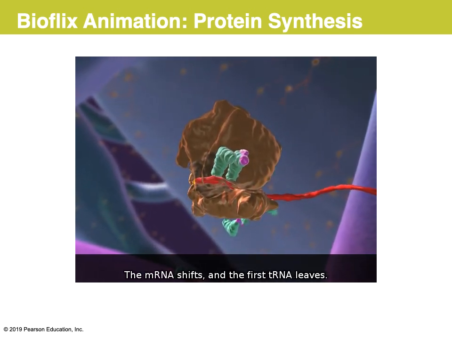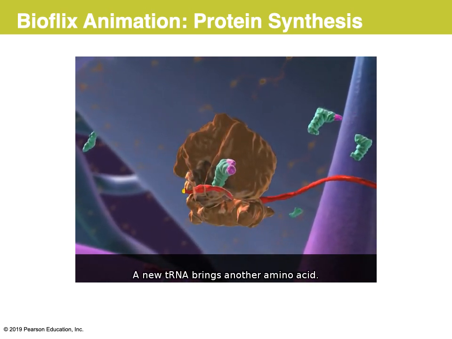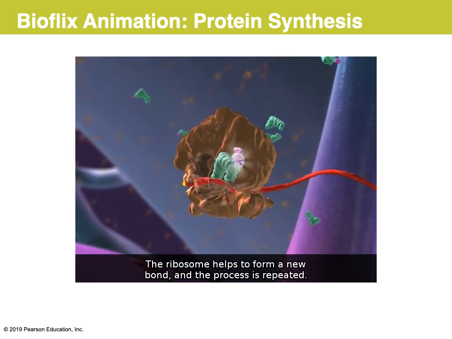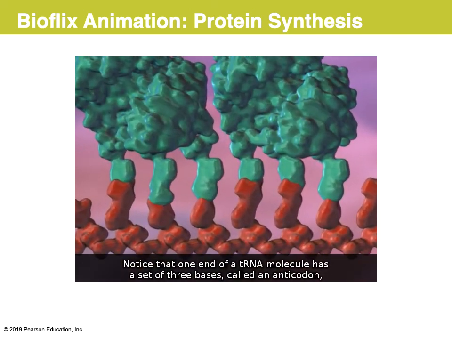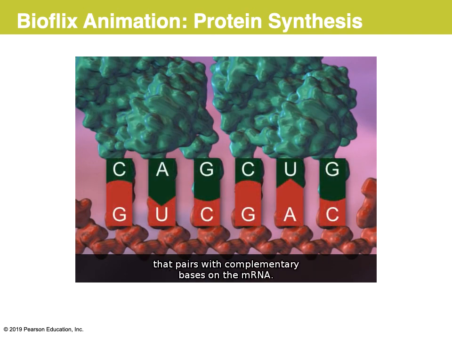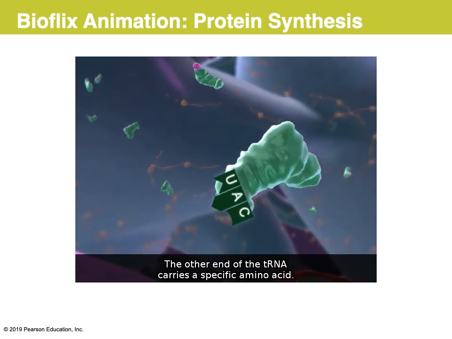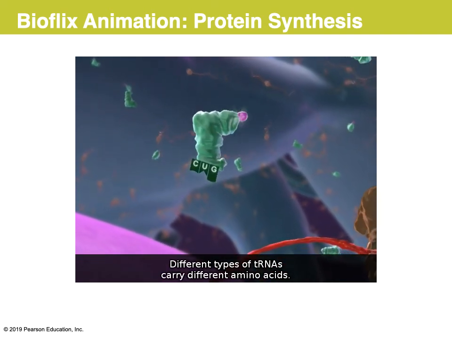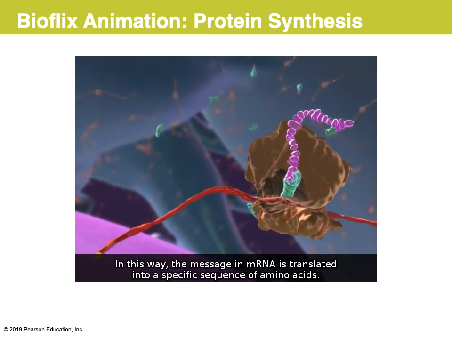The mRNA shifts, and the first tRNA leaves. A new tRNA brings another amino acid. The ribosome helps to form a new bond, and the process is repeated. Notice that one end of the tRNA molecule has a set of three bases called an anticodon that pairs with complementary bases on the mRNA. The other end of the tRNA carries a specific amino acid. Different types of tRNAs carry different amino acids. In this way, the message in mRNA is translated into a specific sequence of amino acids.